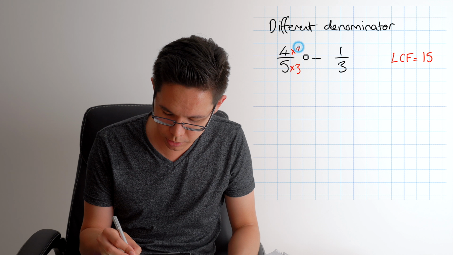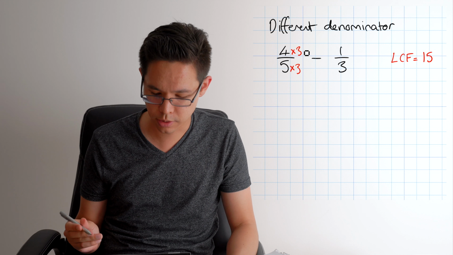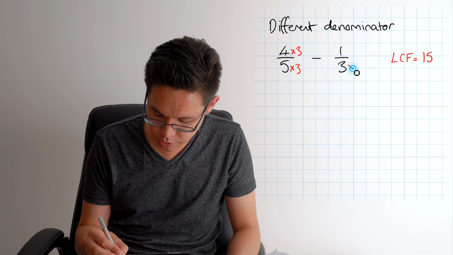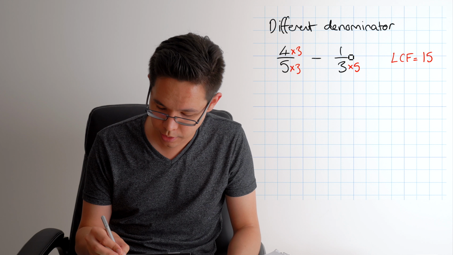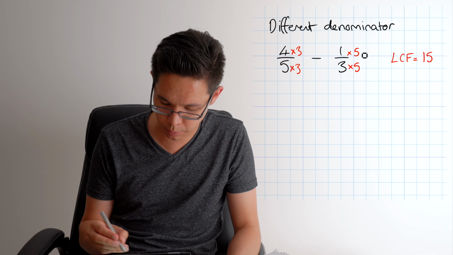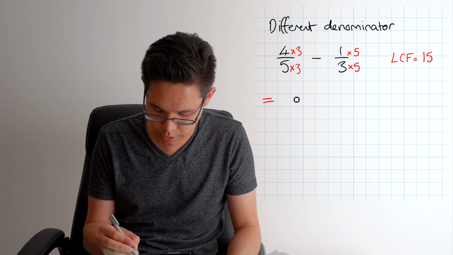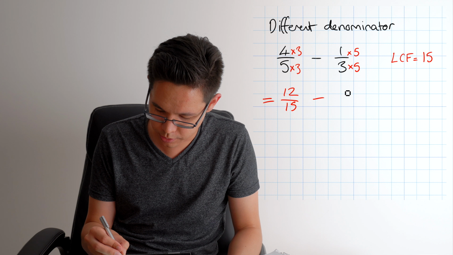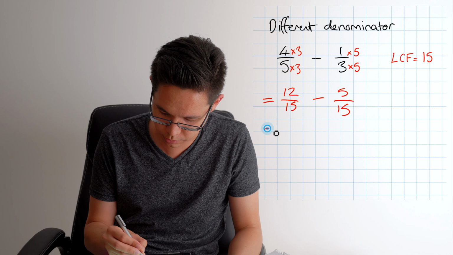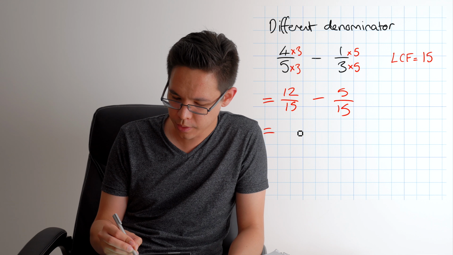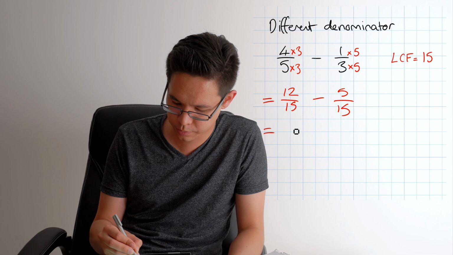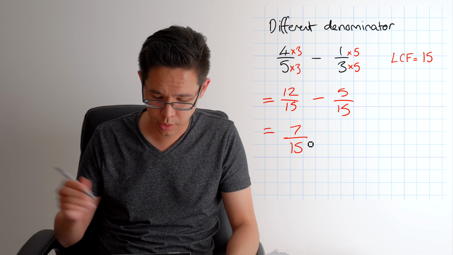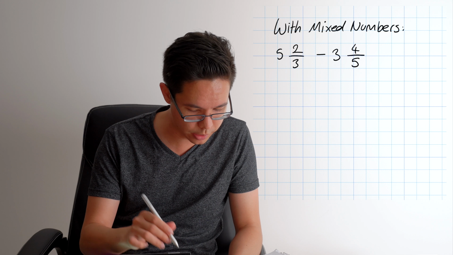Got to do the same top and bottom to make sure that my finished answer is equivalent to 4/5. For the other fraction, 3 times 5 will give me 15, and I've got to do the same value times 5 on top to make that equivalent. So I get 4 times 3 is 12 over 15, and then I've got 5 over 15. So 12 minus 5 gives me an answer of 7/15. That's my final answer.